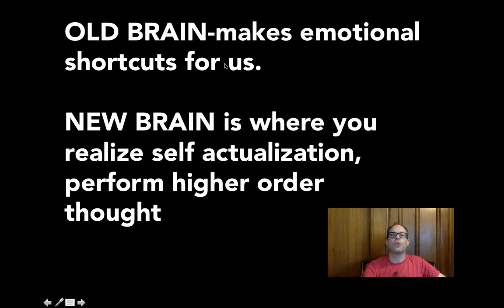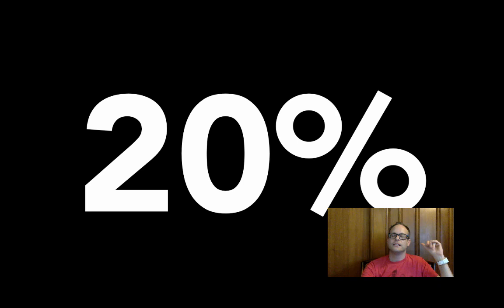And the old brain is kind of like a shortcut. It makes emotional shortcuts for us. The new brain takes more energy. It's where you realize abstract thought. It takes longer. It's slower.